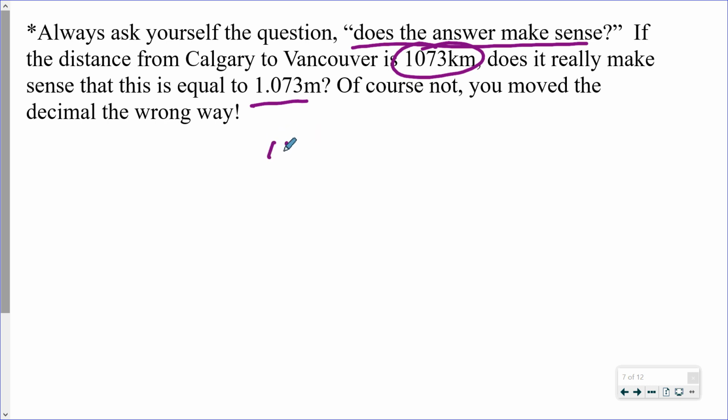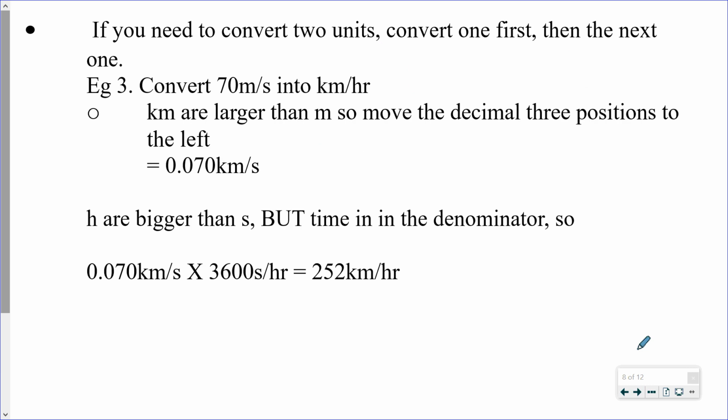So if I want to take 1,073 kilometers and convert it into meters, I don't move the decimal to the left, that gave us this incorrect answer. You actually need to move it to the right. Always ask yourself that question. You will have to do this as well.